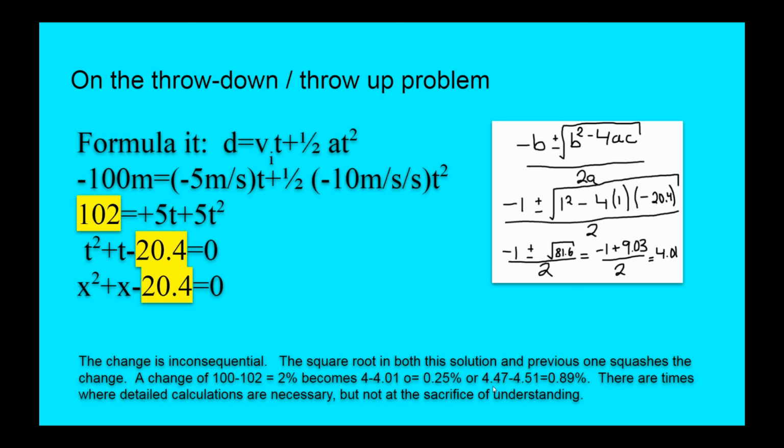Why did the change disappear? Because the square root squishes change. So this is where detailed calculations are wasting your time, because you can demonstrate it's not affecting the problem much. Now, this would not be true if the boy threw the basketball down from a 20-meter height. Then his height would be relevant.